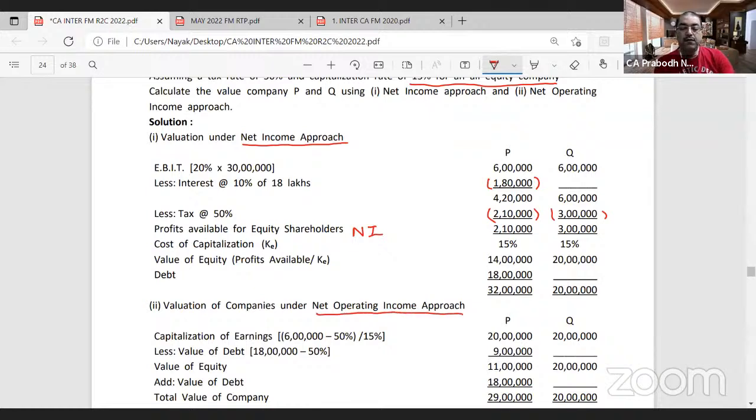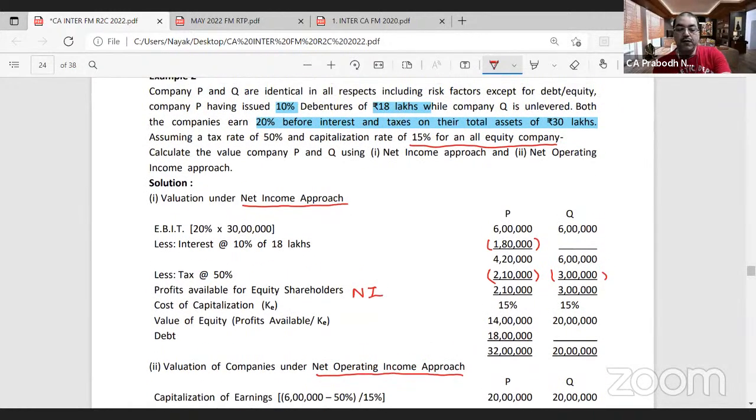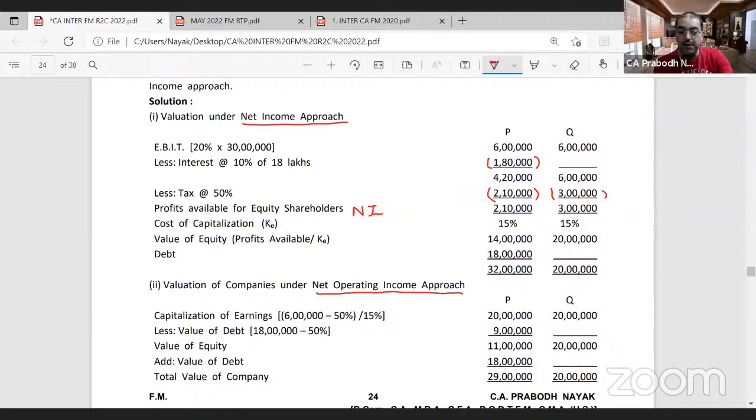then first I will calculate the market value of the firm. How to calculate the market value of the firm? EBIT is 6 lakhs, minus the rate of tax. What is the rate of tax? 50%. Because interest is not there. So it is going to be 6 lakhs minus 50% divided by 15%. So that will give me 20 lakhs for both the companies.